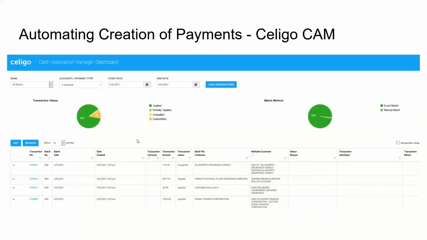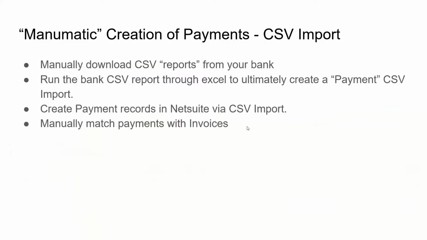And in this Cash App Manager, basically, you just make sure it all looks right. Like, oh, yeah, that looks right, that looks right. And then you just click, yep, looks good, which isn't on this particular screen, but you see these match rates. We typically see very high match rates. So that's what Celigo Cash App Manager gives to you. It automates that whole process of creating payments and applying them to invoices.